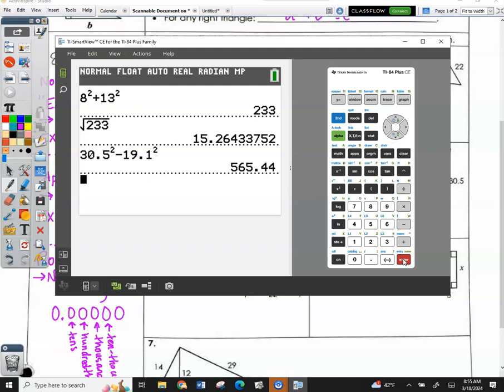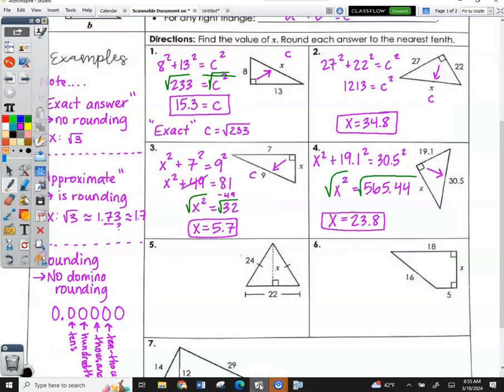So don't let the complexity of the number make you think you don't know what you're doing. You knew what you were doing when the numbers were pretty, like 8 and 13 or 9 and 7. Just because it's an ugly decimal doesn't change the math, right? So keep that in mind.